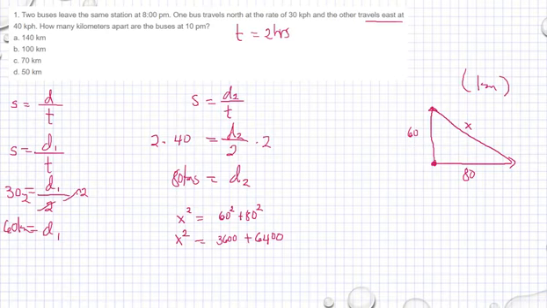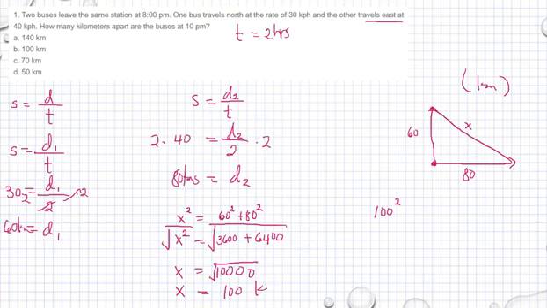x squared. And then we take the square root of both sides of the equation. Then we have x is equal to the square root of 10,000. And 10,000 is equal to 100 squared. So we have 100. Then the answer is 100 kilometers. There you go.